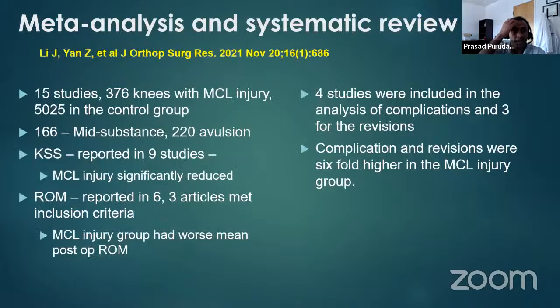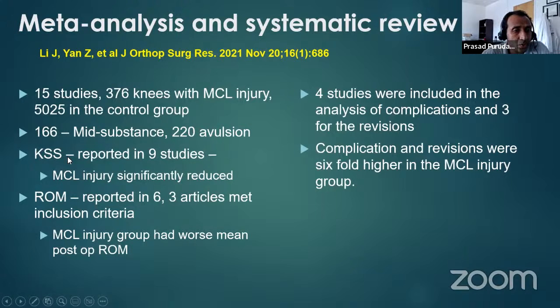So this was a meta-analysis and systematic review published in 2021. They included 15 studies. There were 376 knees with MCL injury and 5,000-plus knees in the control group. 166 were mid-substance injuries and 220 were avulsion injuries. So avulsion injuries were slightly more common compared to mid-substance injuries.